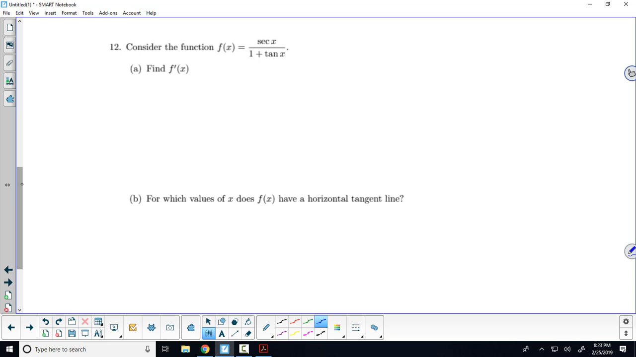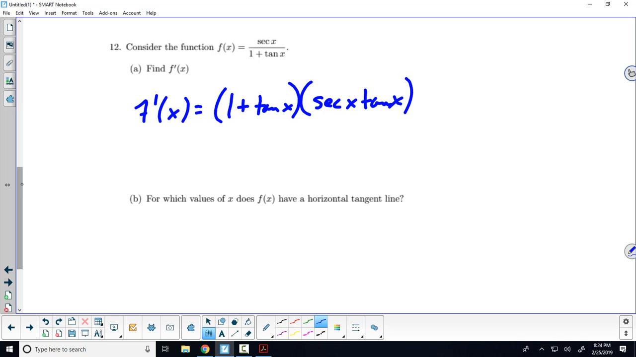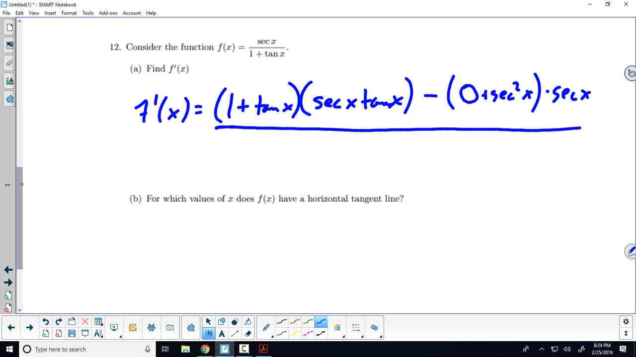Okay, folks, let's do 12a. I'm just going to work it for you. The derivative is equal to the bottom times the derivative of the top. What is the derivative of the secant? Secant x tangent x. It's like you've got it right in front of you. Minus 1 plus the bottom, the derivative of the bottom, which is what? 1 plus secant squared x. Careful. The derivative of 1 is 0 plus secant squared x, times the top. You don't need that 0. All over the bottom squared.